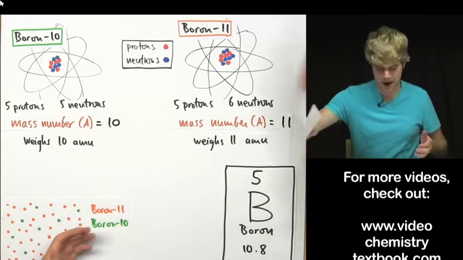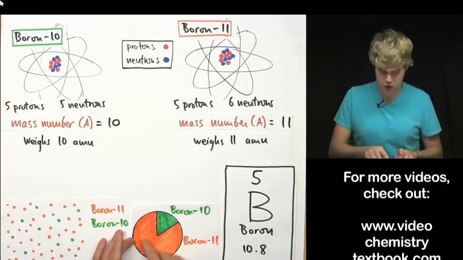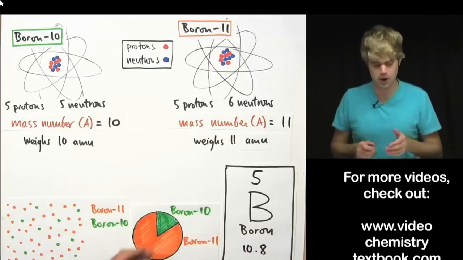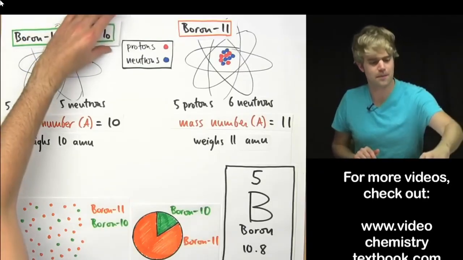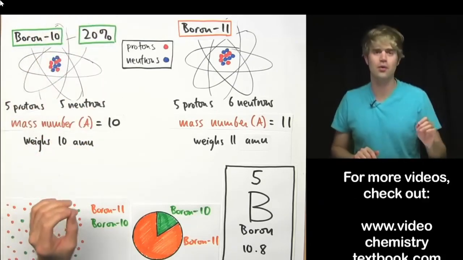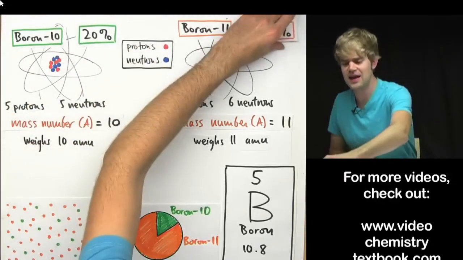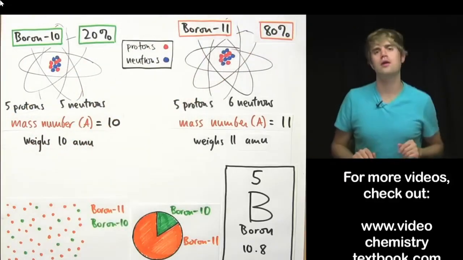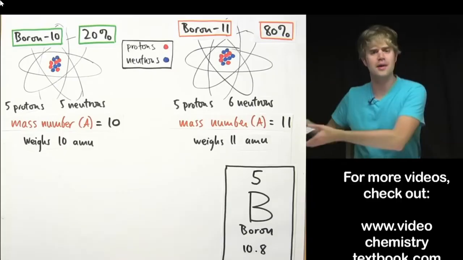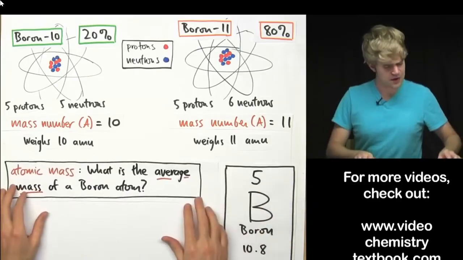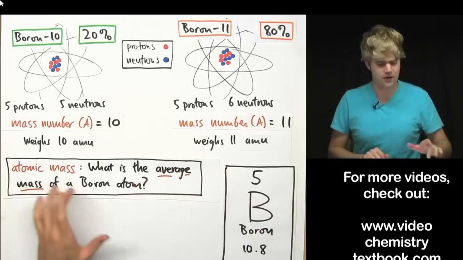We can look at this on a pie chart just to get this point home, and you can see that the vast majority of them are boron 11, with a smaller amount that's boron 10. If you crank through the math here, you'll find out that about 20% of the boron atoms in the world are boron 10, whereas 80% of them are boron 11. This leads us to the idea of atomic mass. Now, atomic mass asks what is the average mass of a boron atom.